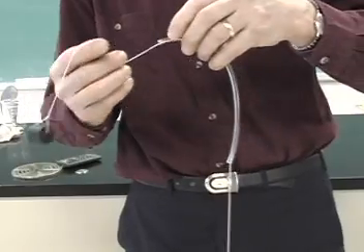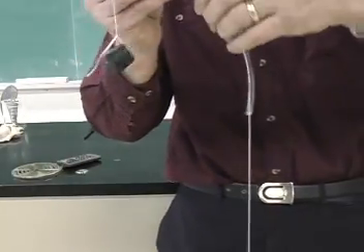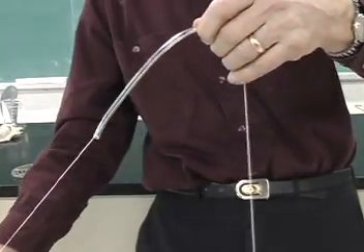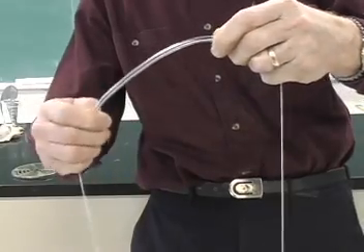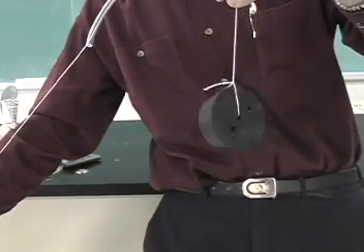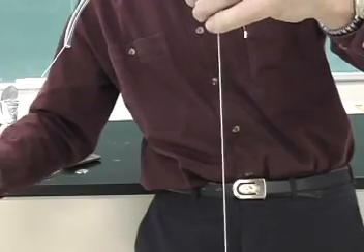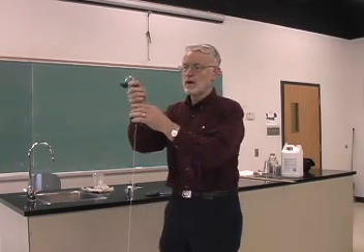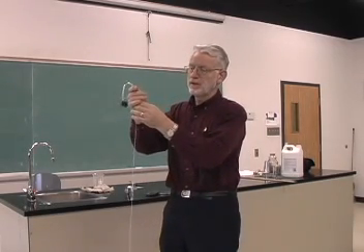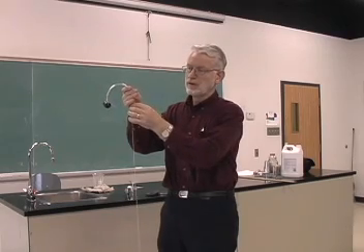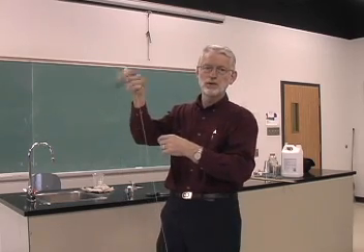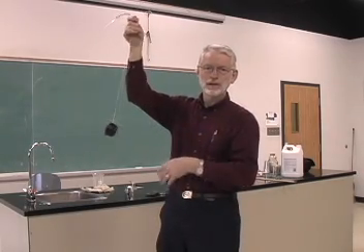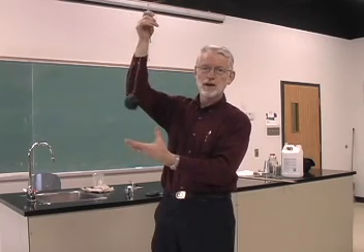Now, what I've done is modify this a little bit so that I put my string through a piece of tubing, and at the other end I have a larger stopper. And now watch what happens when we turn this. I'm going to rotate the small stopper through the tubing by holding the tubing and twirling it. And notice that as I turn it, the heavy stopper comes up.